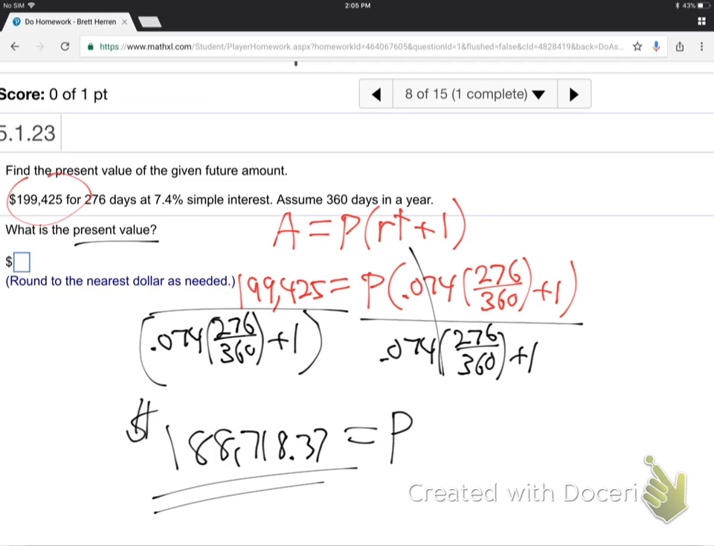188,000. And you know, my first answer, I got 206,000. That had to be wrong because it has to be lower. It has to be lower than 199,000, doesn't it? You'd borrow a lower amount and pay back more. So I couldn't have borrowed a higher amount and paid back less. So that's a reasonable answer, and it's the right answer.